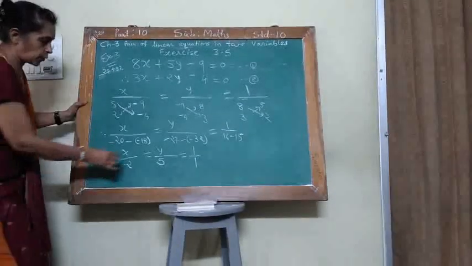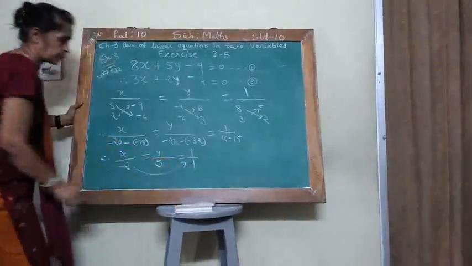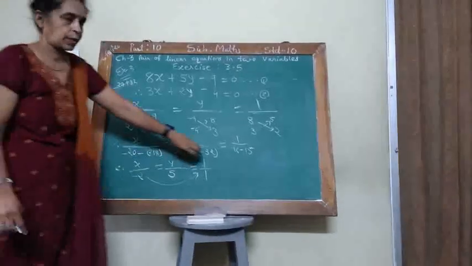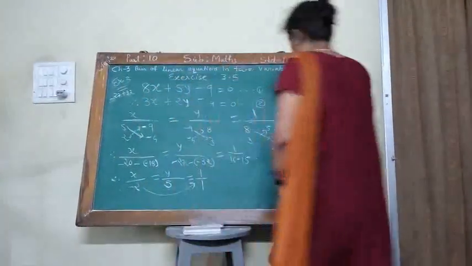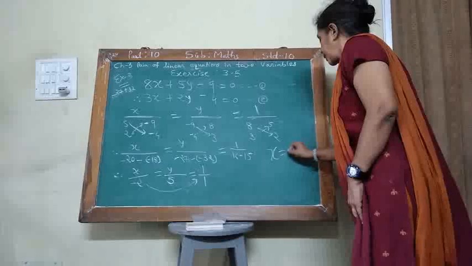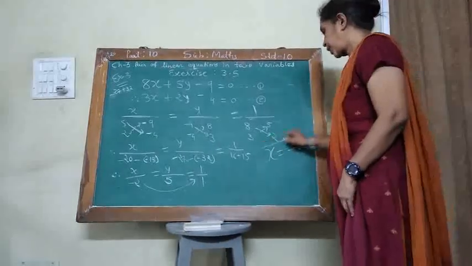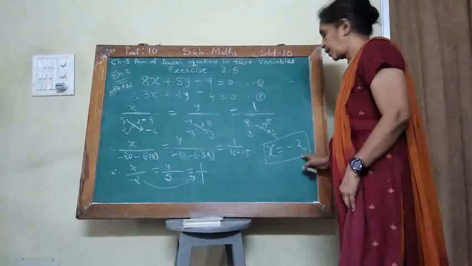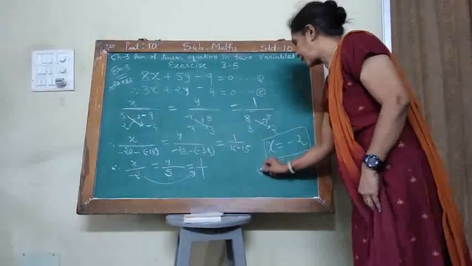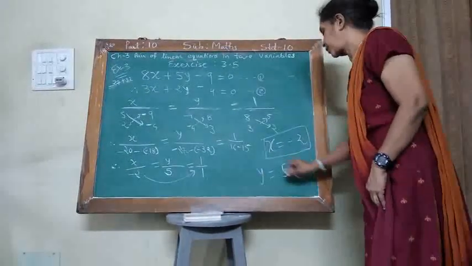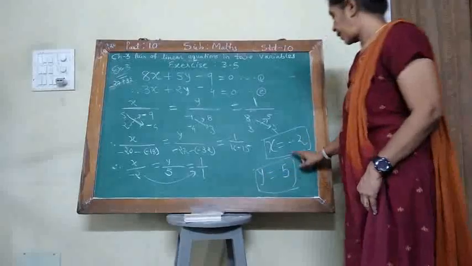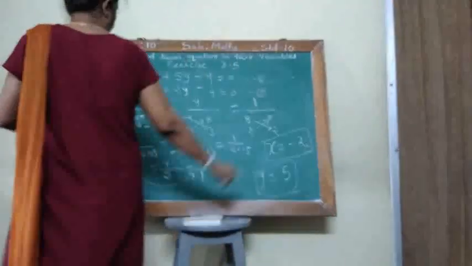So what is the value? You have to compare this with this. First and last only, put minus 2 here. So what is the value of x? x equals minus 2. The final denominator is 1, so no need to put 1 here. And y equals 5, 1 times 5, that is 5. So y equals 5 and x equals minus 2.